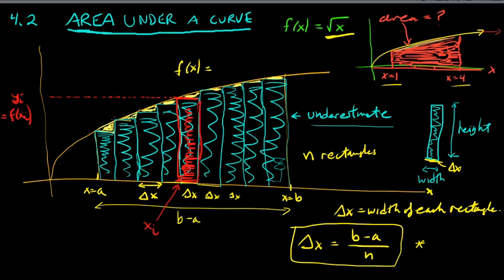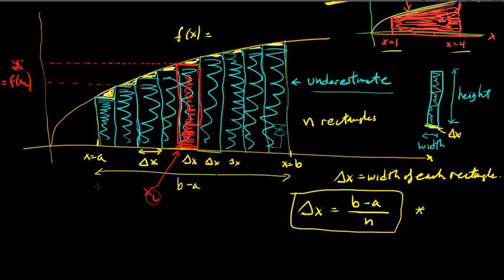Now, of course, different rectangles have different heights, so they're not all going to be the same. So that's why I have to use this i here to index which rectangle I'm talking about. In other words, which height am I talking about here? So they're all going to have different heights here.